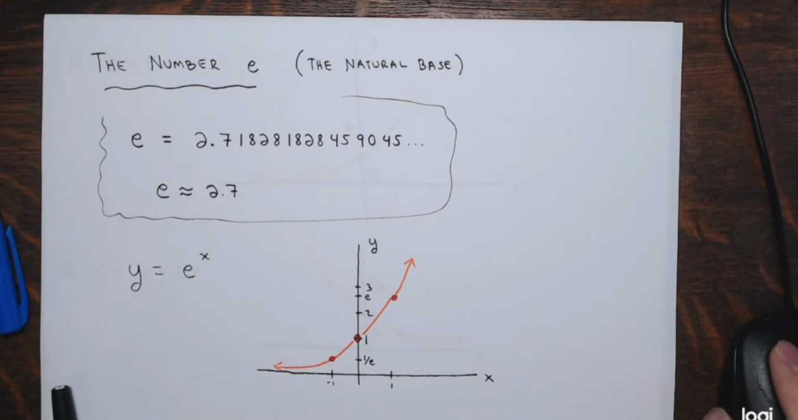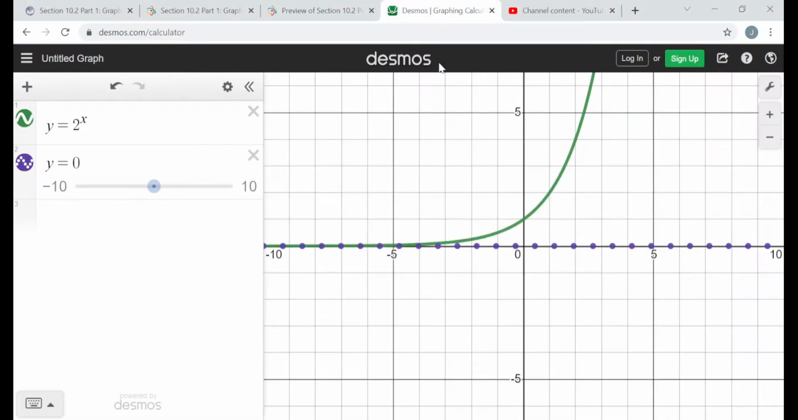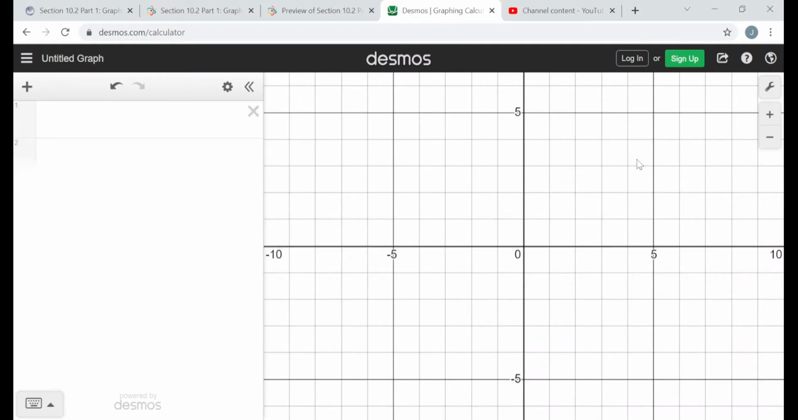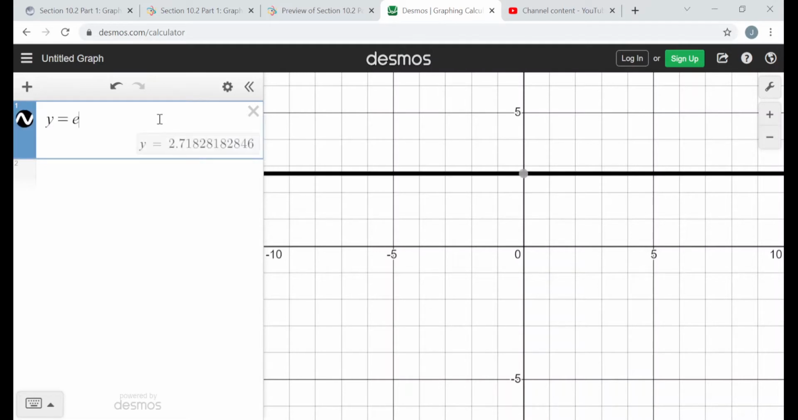Okay, and again, I'll go to that Desmos site. We'll put in y equals e, and I'll show you. If I just go y equals e, it's a horizontal line, e to the first. And you see 2.7182818284. Now it's 46 because they rounded, but it's 459045, blah, blah, blah, right? But again, e is about 2.7.